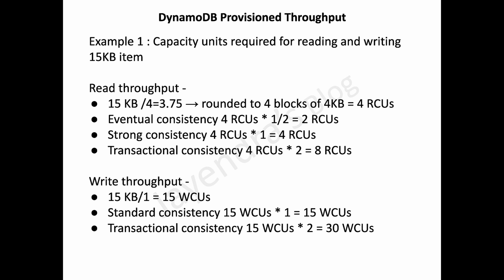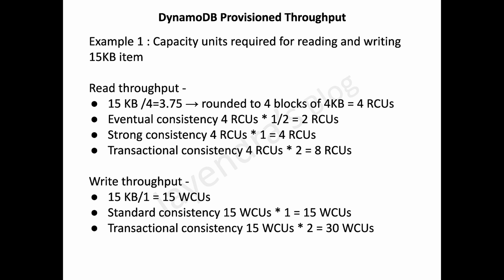And with transactional read, we would require 8 RCU, as we need 2 RCUs to perform one transactional read of 4 KB each. So if you see, transactional is twice as expensive as strong consistent read, and the strong consistent read is twice as expensive as an eventual consistent read.